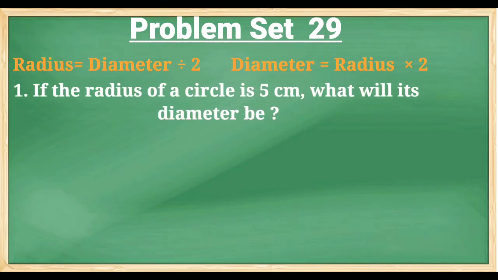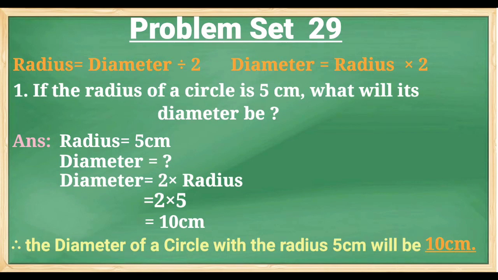Question 1. If the radius of a circle is 5 cm, what will its diameter be? Here, on the basis of the radius 5 cm, we have to find the diameter. We already know that diameter is equal to twice the radius. So 2 multiplied by 5 is 10 centimeter. Therefore, the diameter of a circle with the radius 5 centimeter will be 10 centimeter.